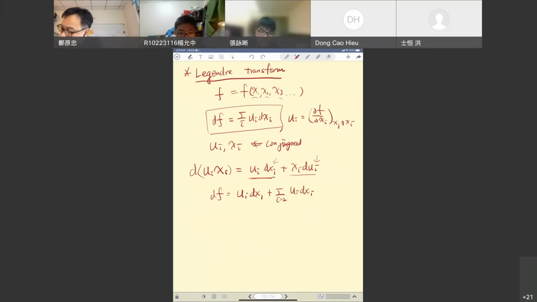And we can actually plug in this u_i ds_i as d(u_i s_i) minus s_i du_i. And this equation continues, all others i equals 2 to n, u_i ds_i, not changed.